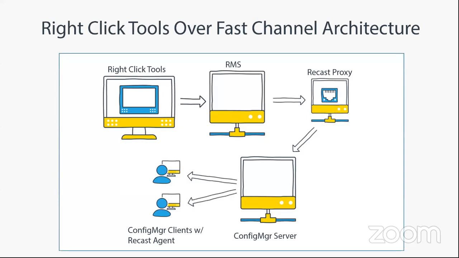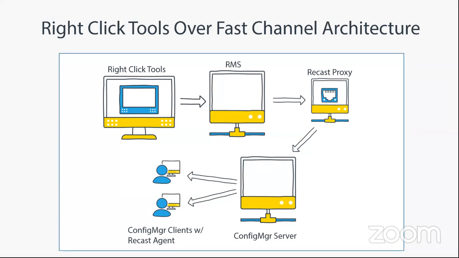So RightClick Tools over Fast channel, this is a high level architecture of what it looks like. Everything starts with the RightClick Tools installed in your Config Manager console. It sends the action up to the Recast Management Server. We utilize the routing layer on the Recast Management Server as a way to customize how actions are run in your environment. And the Fast channel is now one of those mechanisms of customization that we make available.